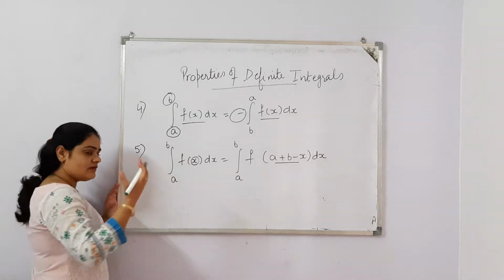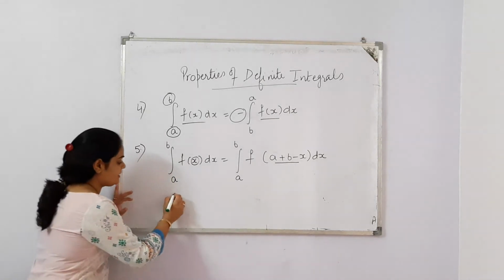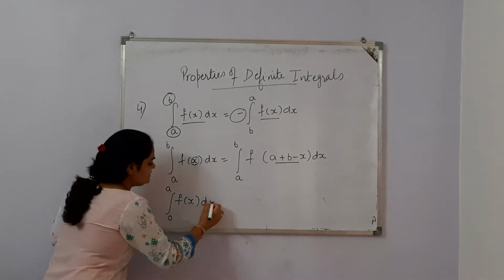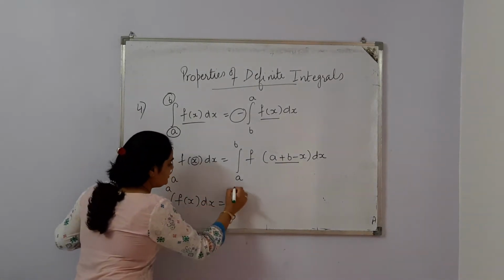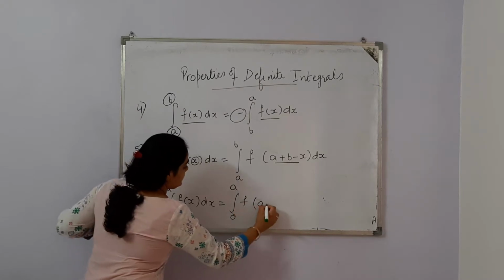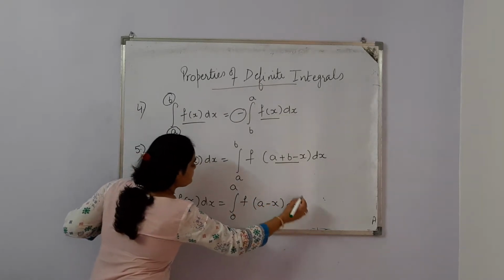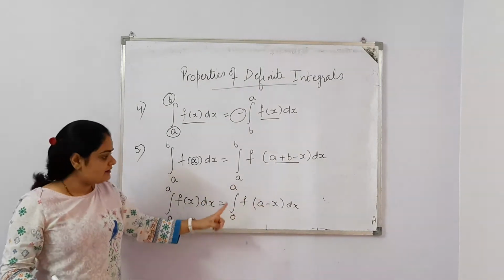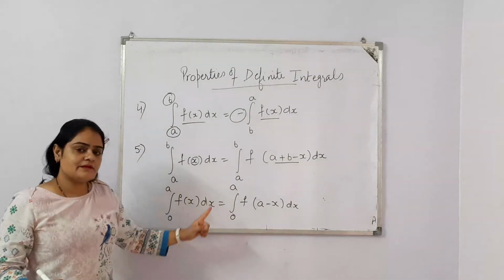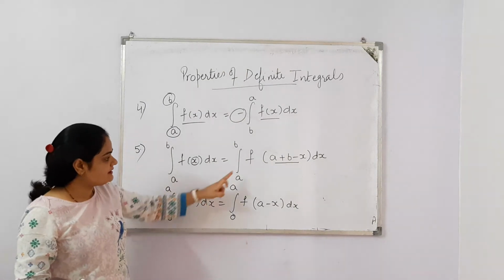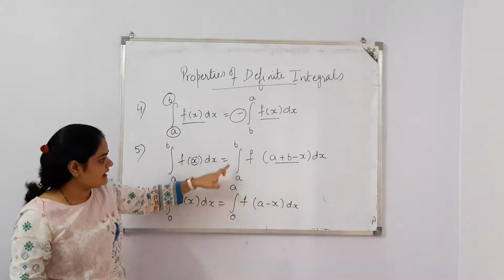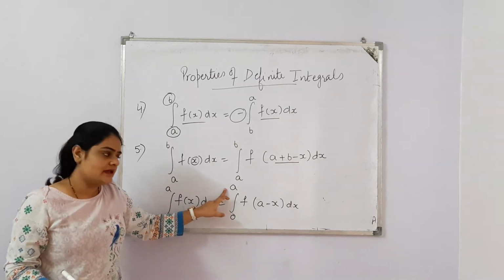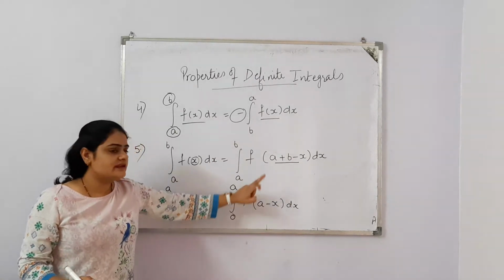So we have already done this property. If we have the integral from 0 to a of f of x dx, what we were doing is f of (a minus x) dx. That means in place of x we are substituting a minus x. And both the properties are a little bit related. How? We can apply this property here as well because it is saying a plus b minus x. Here 0 plus a, and 0 plus a is a minus x. So both properties are interlinked.